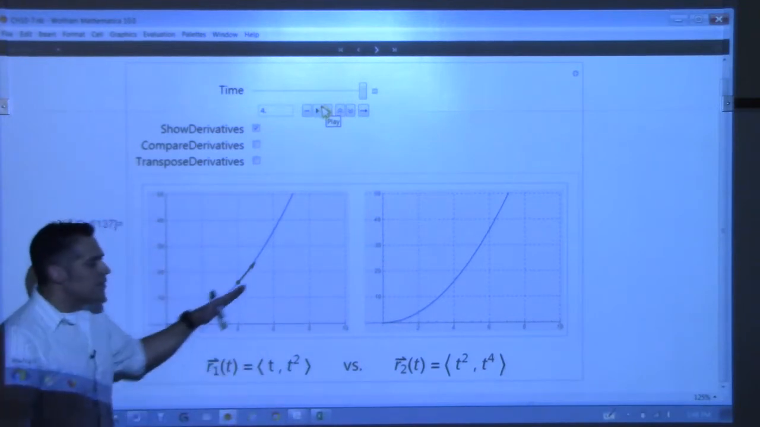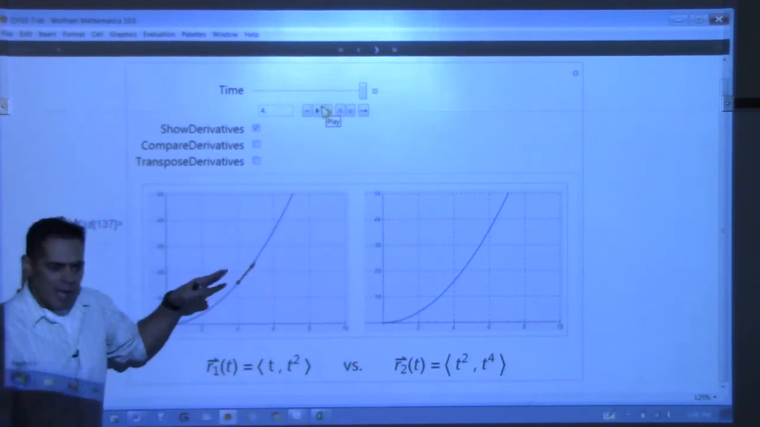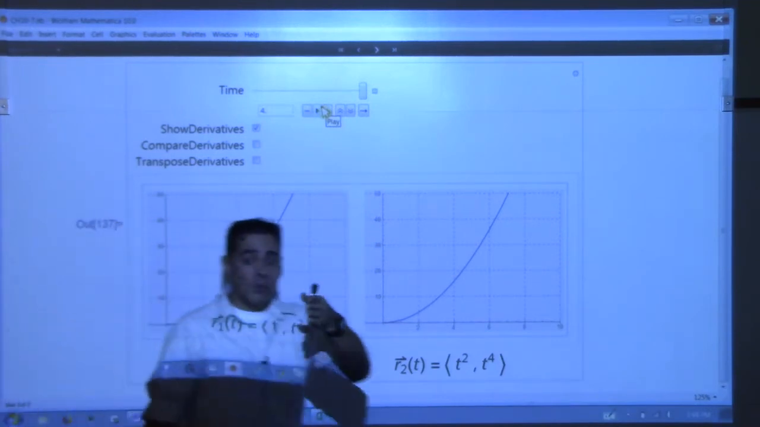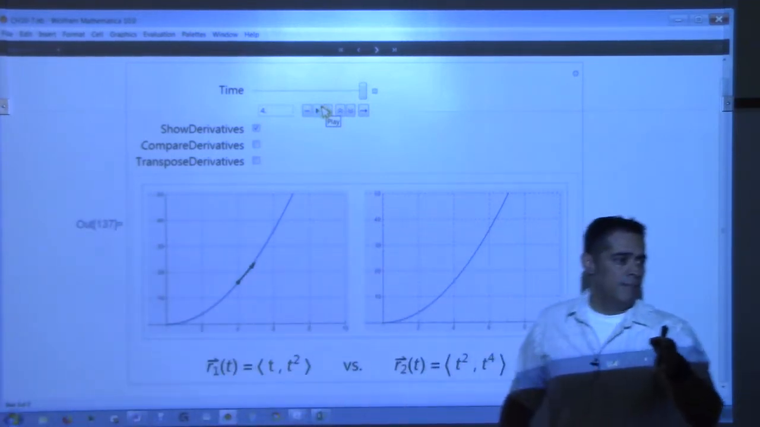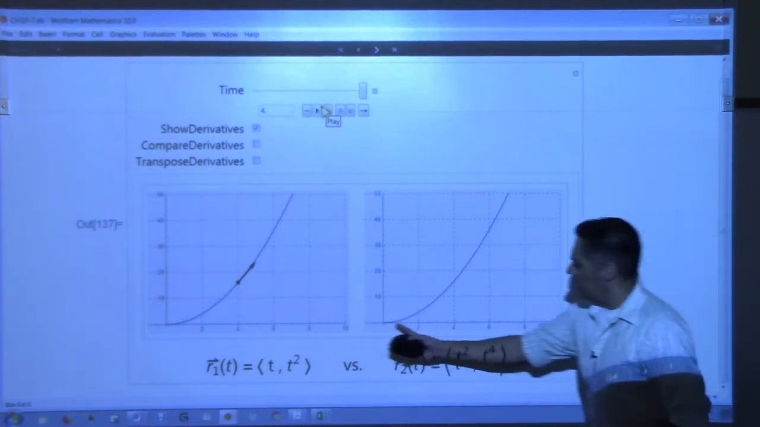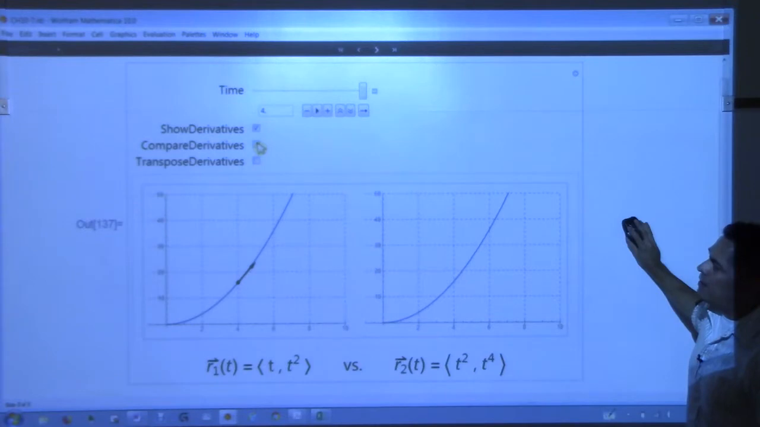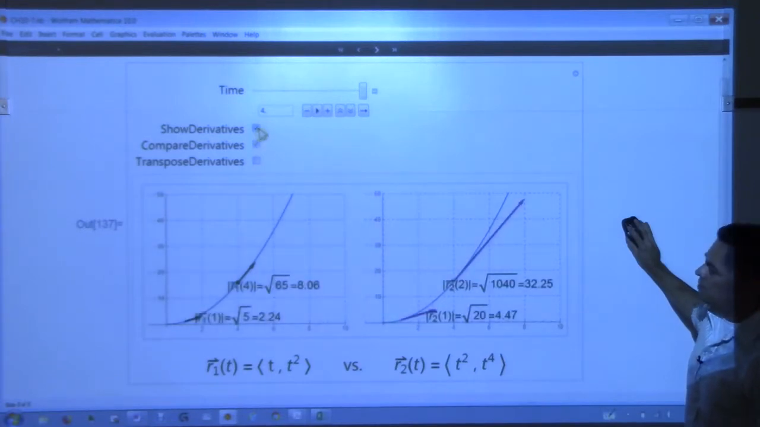So the direction of the tangent vectors are all the same at corresponding points. But it's the length that's different. And that's where the whole idea of the speed comes from. So this vector function is drawn faster, and the tangent vectors are showing you that. Now I can show you a comparison.